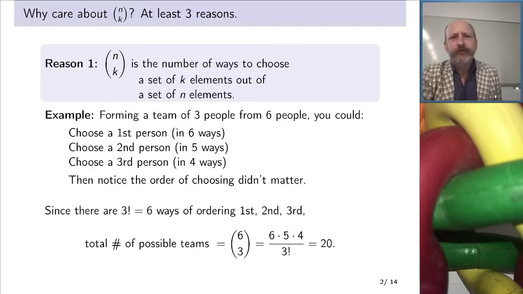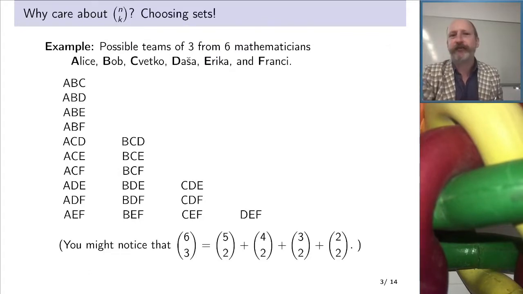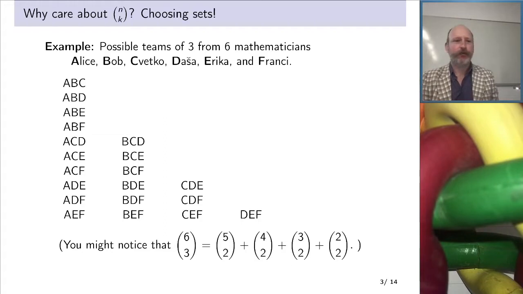Okay, so probably everyone knew this, but if you've got mathematicians Alice, Bob, Svetko, Dasha, Erika, and Franci, then I've actually listed out all the teams that you can choose here. I've got all the teams with A there in the first column, all the teams with B but not A in the second column, and so forth and so on. You can count up and see that I have 20.